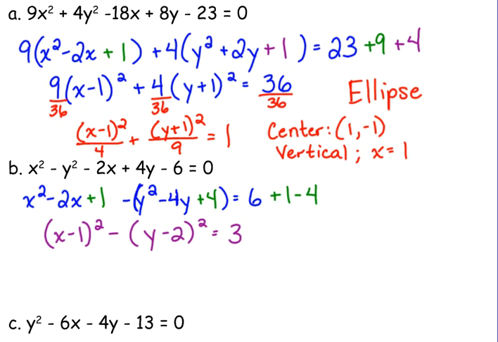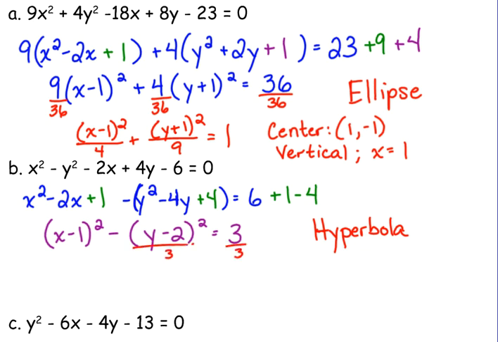So what are we thinking now? Is it a circle? Why is it not a circle? Because of the minus. So which one's the only one with the minus? A hyperbola. It's a hyperbola. Okay, so let's finish off making it look like a hyperbola.